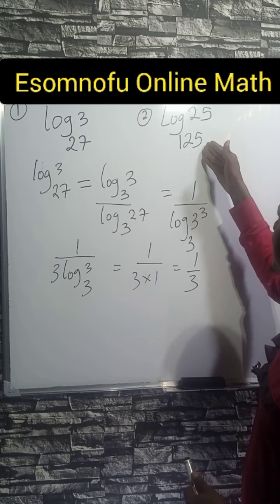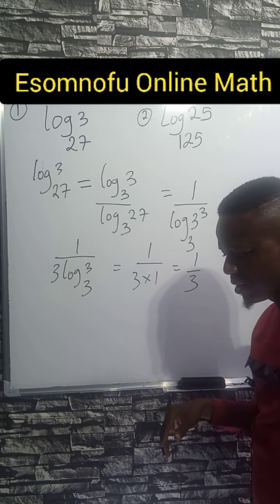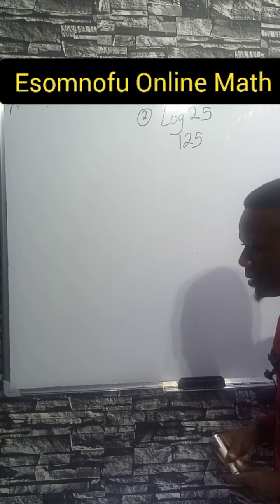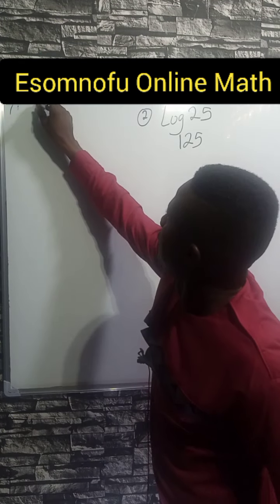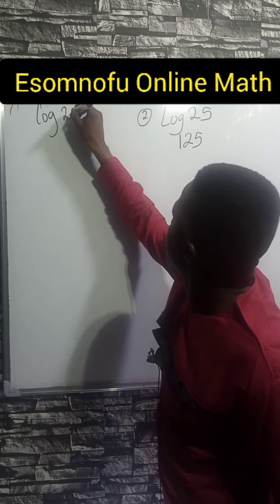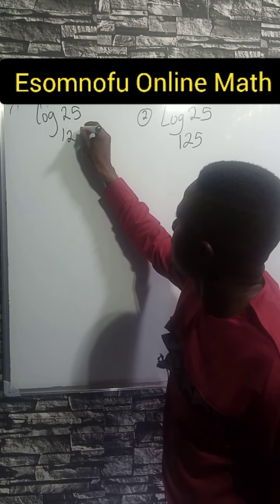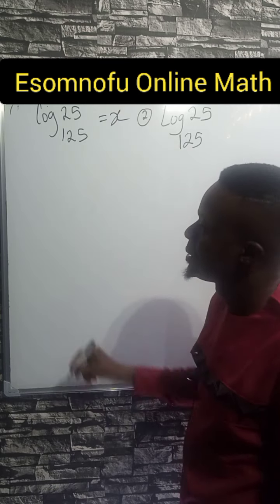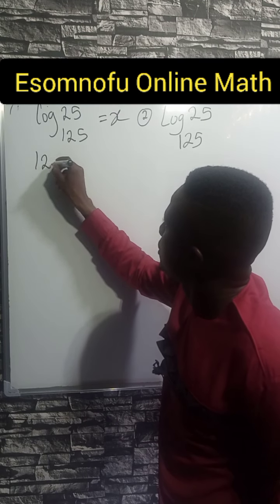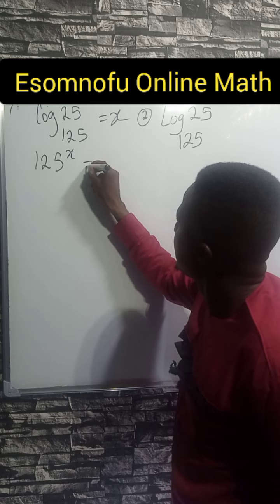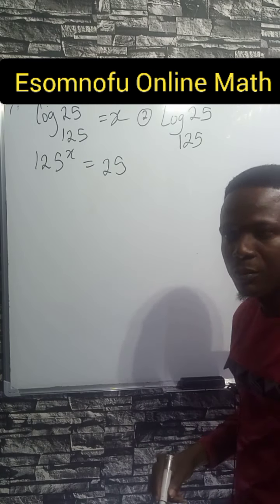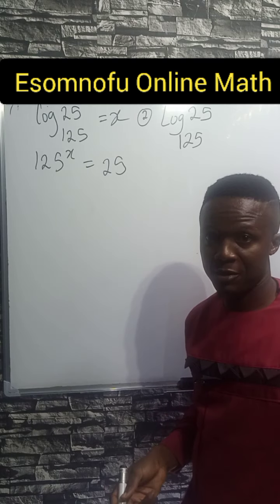Now let us still apply the same thing in the second problem to see if we are going to get a meaningful result. In the second problem, we have the logarithm of 25 to base 125. So I can say let it be equal to x. So you have 125 to the power of x equal to 25. This is according to the relationship between indices and the logarithm.